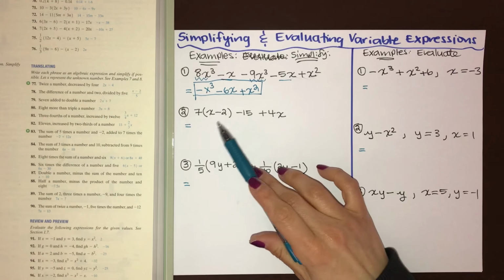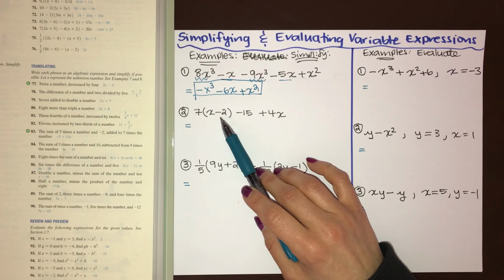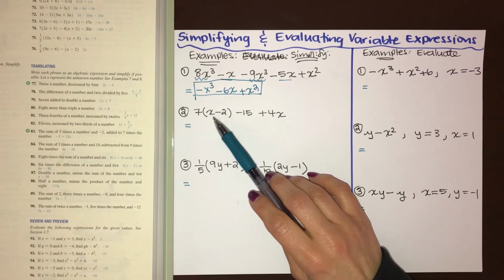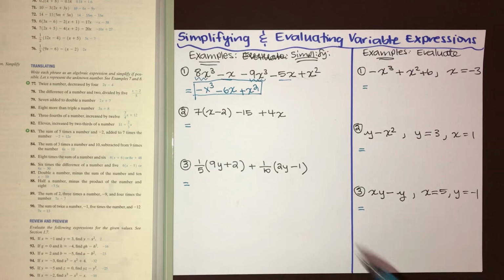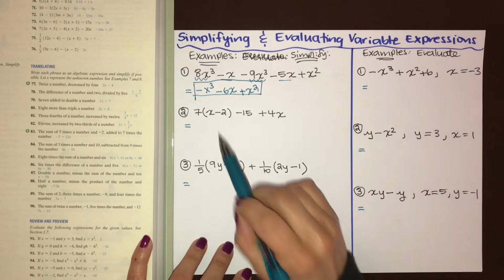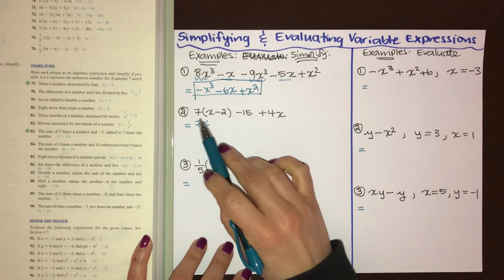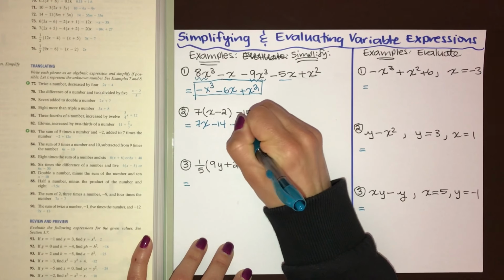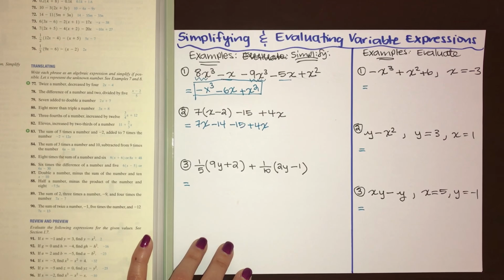Second example contains parentheses, and we have 7 multiplied by the quantity x minus 2. In this case, we have to start off by using the distributive property for this first part, and then we combine like terms. So starting off with the distributive property, 7 times x is 7x. 7 times negative 2 is minus 14. I recopy the rest of the problem. Notice that when you use the distributive property, the parentheses are gone.